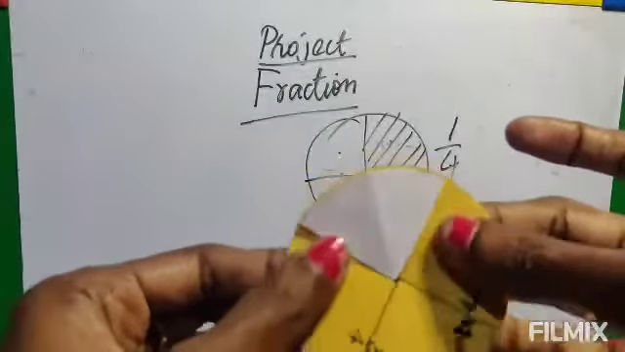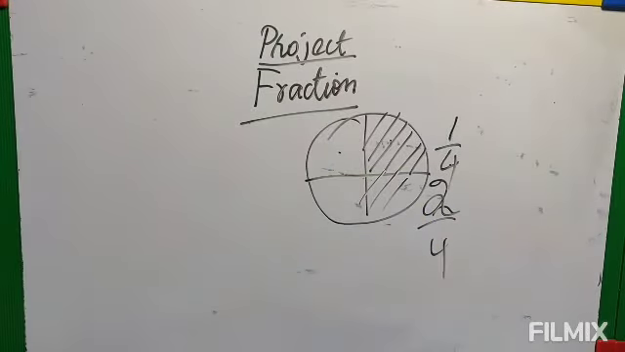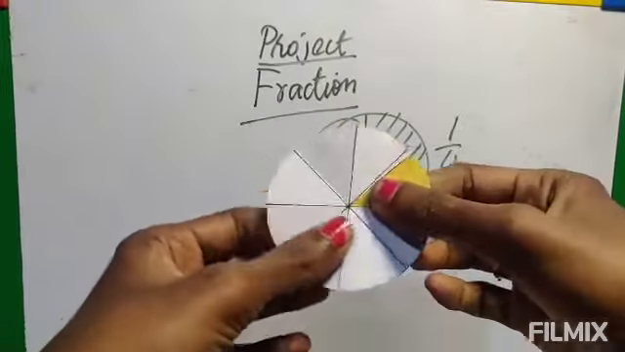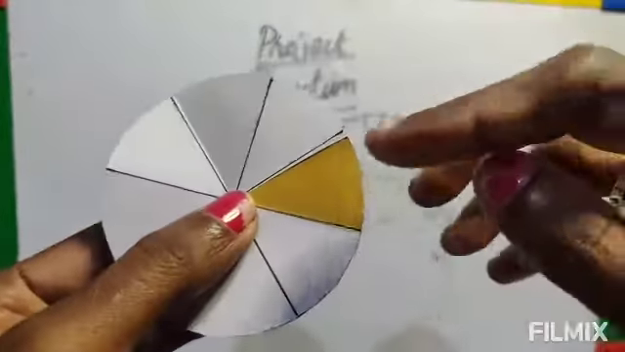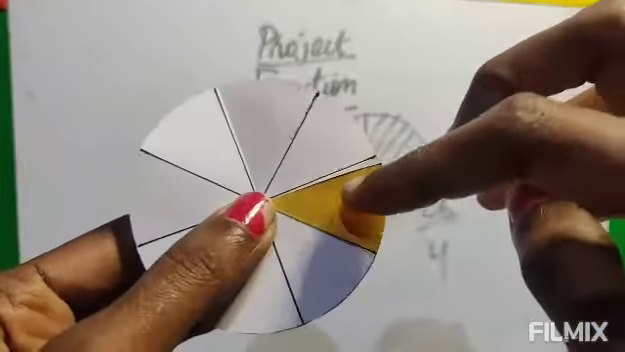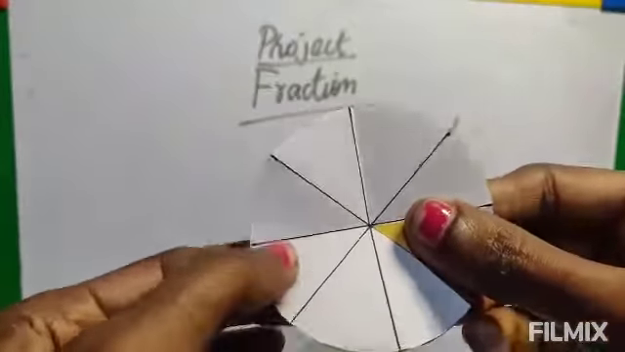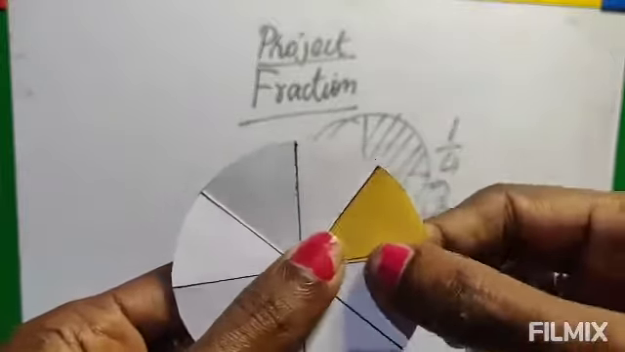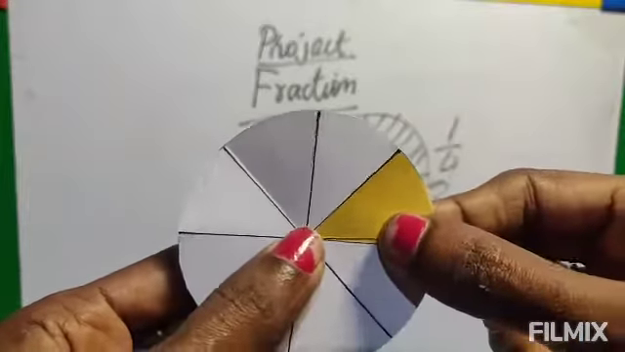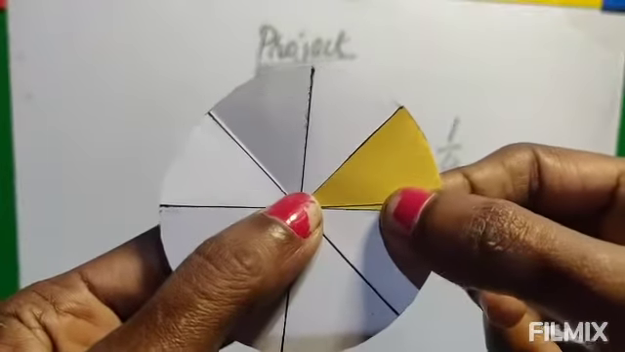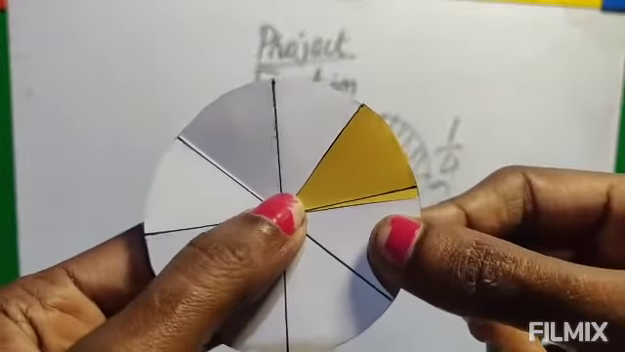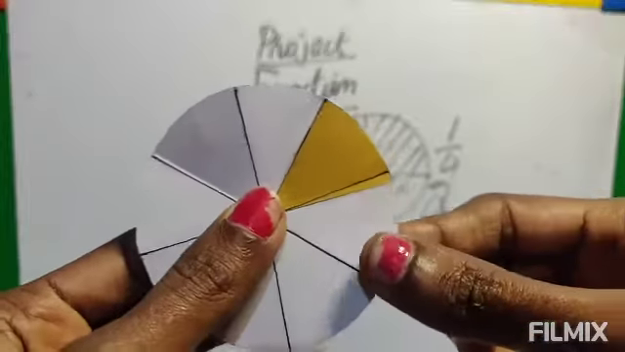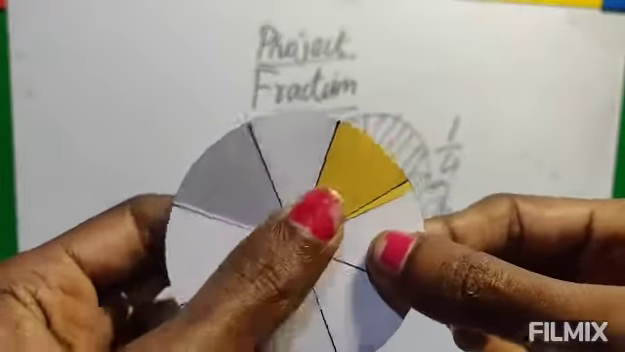Now how to explain the 8 parts. See here, I have divided this into 8 parts: 1, 2, 3, 4, 5, 6, 7, 8. In these 8 parts, one part is selected, that yellow color is one part. So this will be 1 by 8. I have not written it, so you will understand. I think you have to do it by yourself. I am not going to do everything. So this will be 1 by 8.